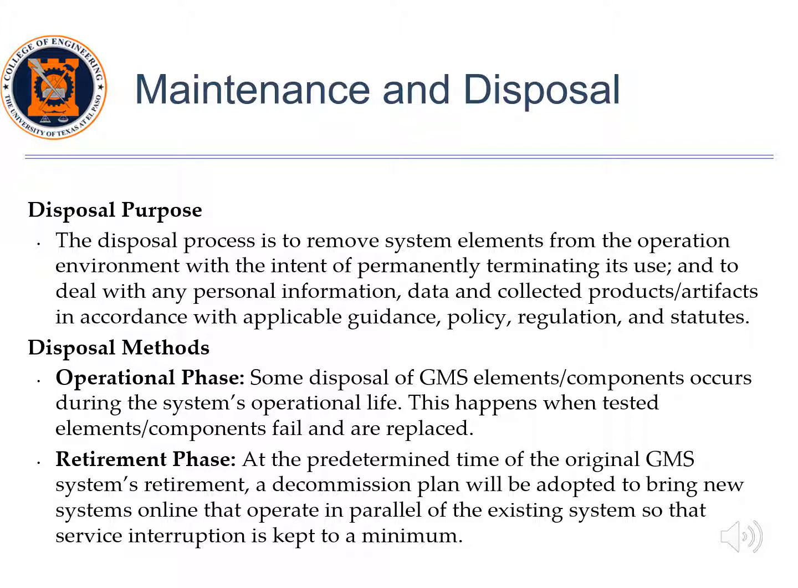Operational phase. Some disposal of GMS elements and components occurs during the system's operational life. This happens when the tested elements and components fail and are replaced. Retirement phase. At the predetermined time of the original GMS's retirement, a decommission plan will be adopted to bring new systems online that operate in parallel with the existing system so that service interruption is kept to a minimum.